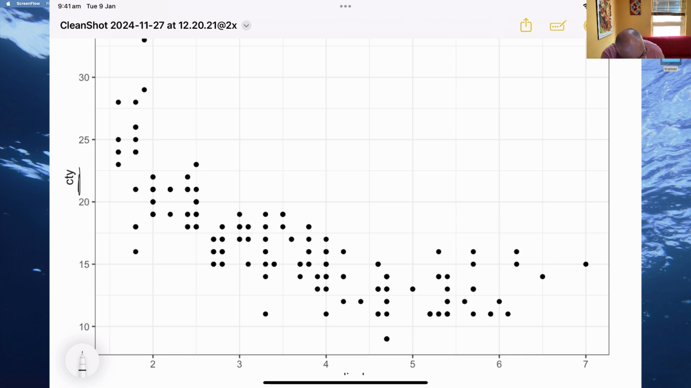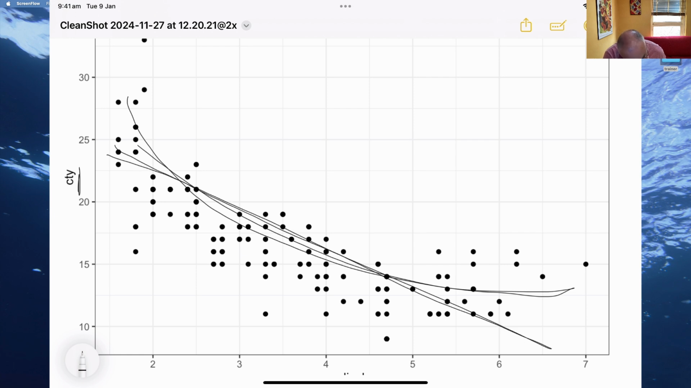And first of all, we want to look at this relationship, and we can see that it's a bit curvy. It sort of comes down, but if we try to fit a straight line like this, we could say there's a negative relationship that as displacement goes up, CTY goes down.